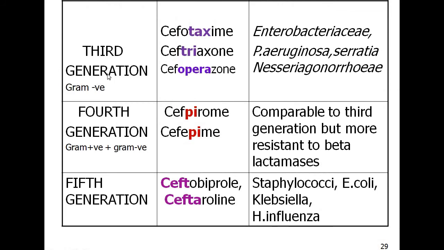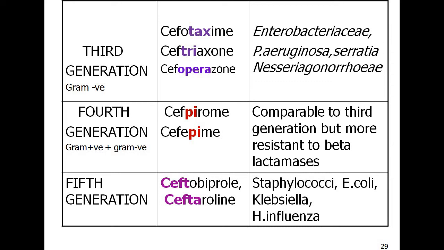Third generation cephalosporins lose activity against gram-positive organisms and become more active against gram-negative organisms like the Enterobacteriaceae, Pseudomonas aeruginosa, Serratia species and Neisseria gonorrhoeae. Third generation cephalosporins is a frequently asked 5-mark question. So: cefotaxime, ceftriaxone and cefoperazone. These are some of the examples of the third generation cephalosporins.